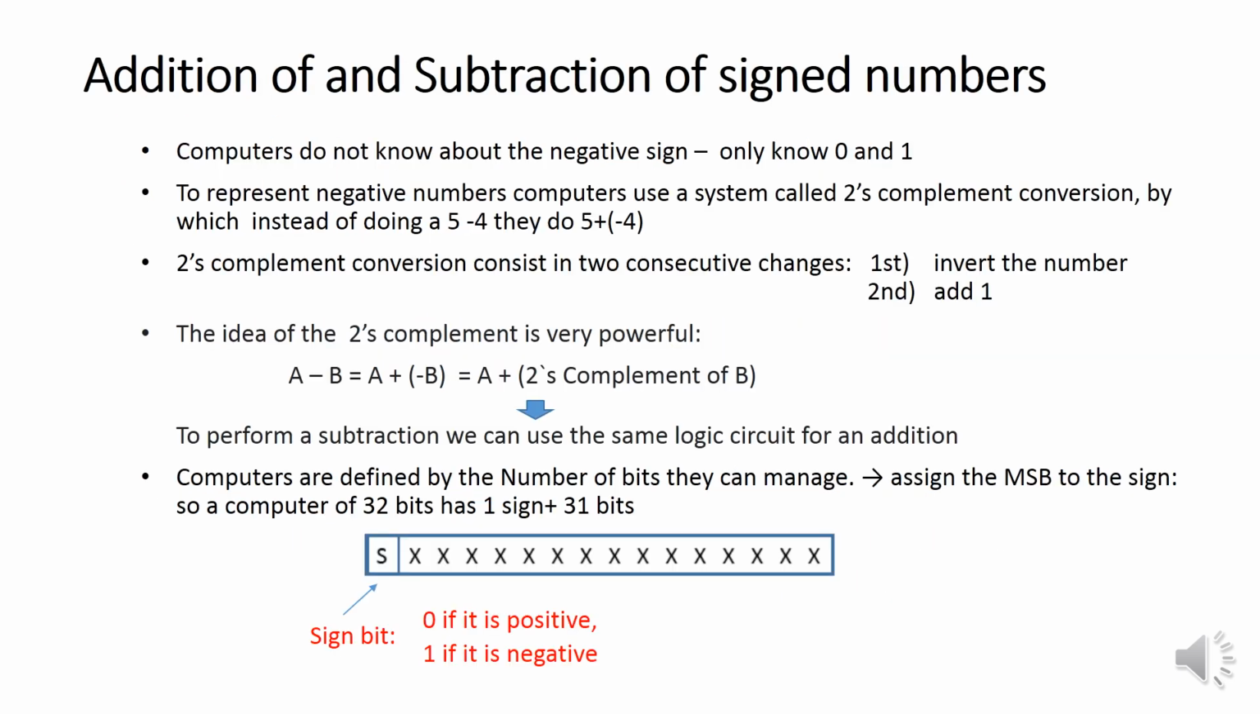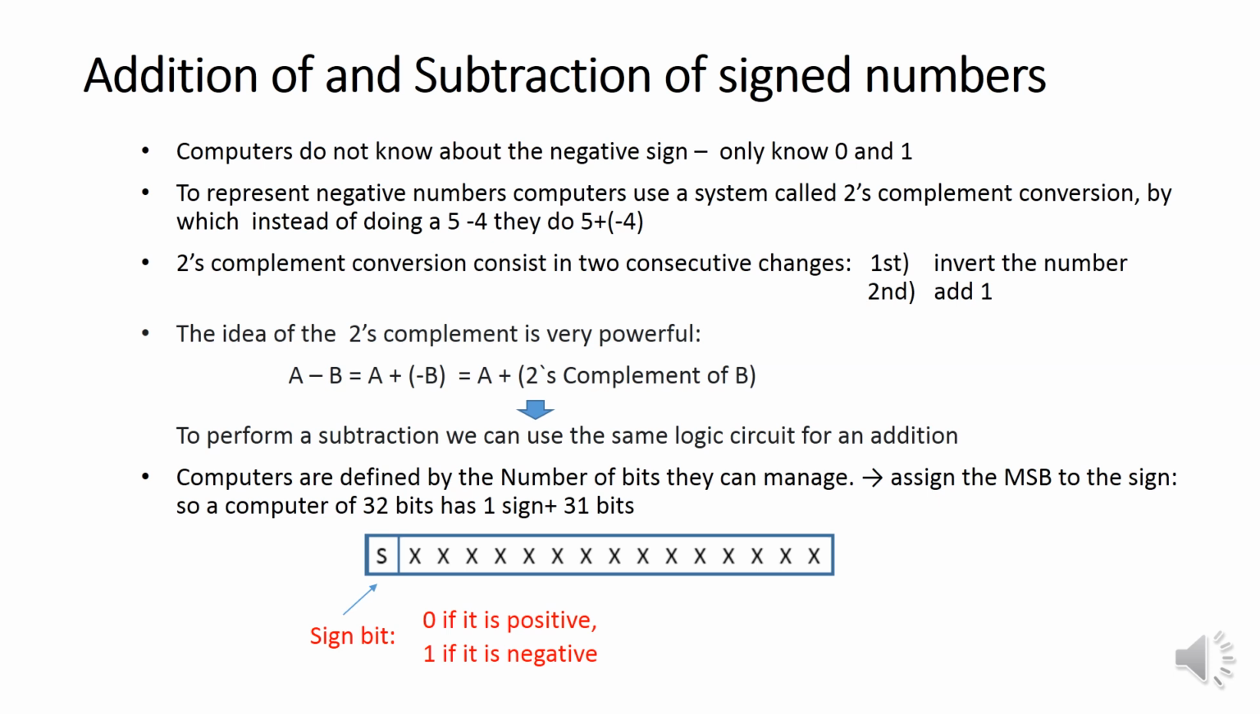Let's first highlight some important concepts. Computers do not know about the negative sign, only know 0 and 1. To represent negative numbers, computers use a system called 2's complement conversion, by which instead of doing a subtraction, they do an addition. The 2's complement conversion consists in two consecutive changes. First, invert the number, and second, add 1.